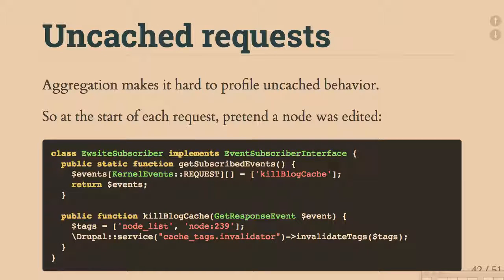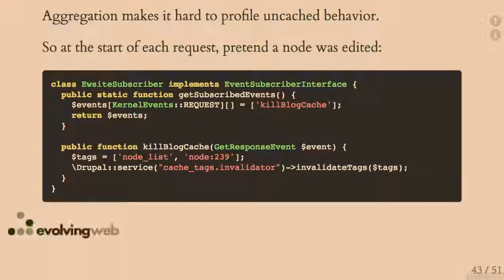Note that this is using Drupal 8's new services, and one of the services it has is cache tags. So this basically tells it to find all the caches that are related to node list, node 239, and say they're no good anymore. So this simulates exactly what we want, and that makes it really easy. We can continue to use aggregation, and we also don't have to disable all caches on the site.